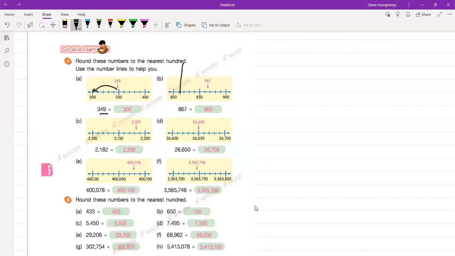Here, B, the number is 867. Look at the last two digits. If it's between 50 and 99, you round it up to the next multiple of 100.